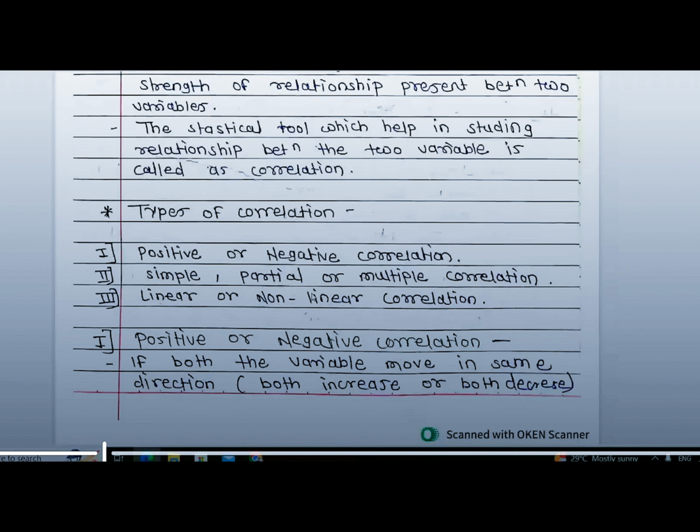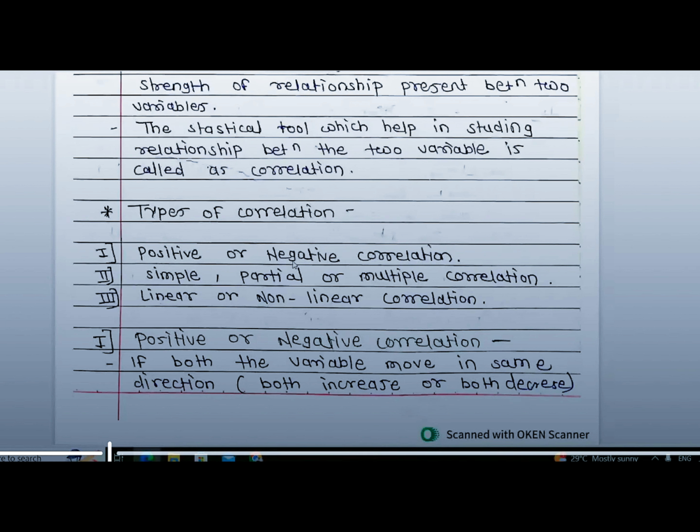In the case of positive correlation, if the value of one variable increases, the other will also increase with it. And if the value of one variable decreases, the other variable also decreases. It is called positive. That means both variables are moving in the same direction, either increasing or decreasing. In the case of negative correlation, exactly the opposite happens. That means if x increases, y decreases, and if x decreases, y increases.